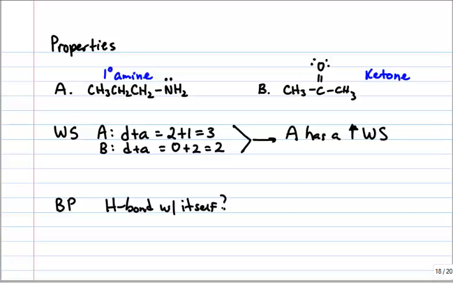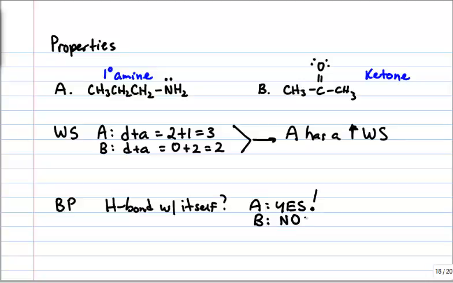So let's answer this question for molecule A and B. Well, can A hydrogen bond with itself? Oh yes, there's a donor in the molecule and an acceptor. So if you had two molecules of A, yeah, you could draw them forming a hydrogen bond. Molecule B, on the other hand, there's no donors at all in molecule B. So can two molecules of B form a hydrogen bond?